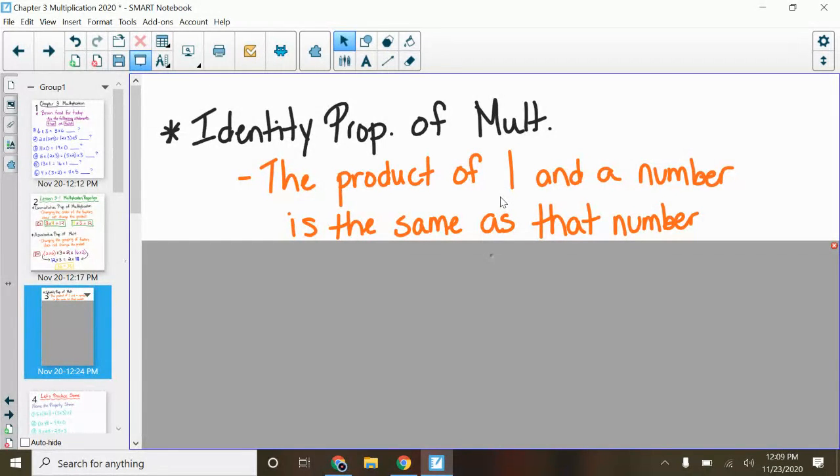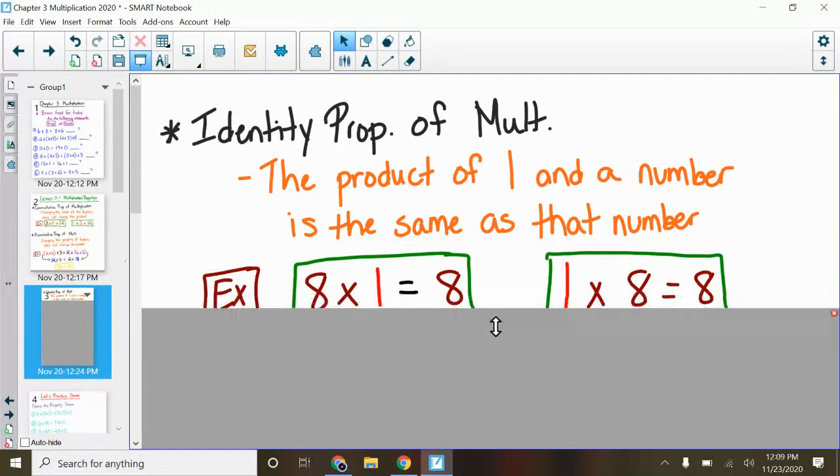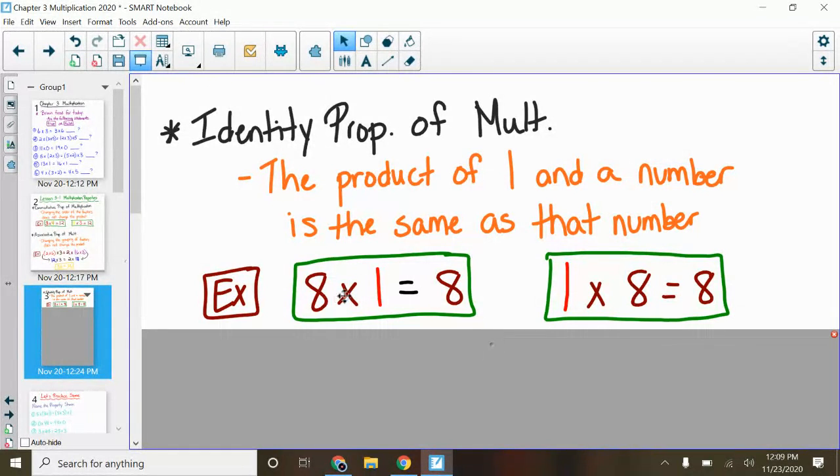So in this example, we see that anytime I multiply a number by 1, I'm always going to get that other number. So an example would be something like this. I'm going to have 8 times 1, which gives me 8. But if I reverse those factors and do 1 times 8, I'm still going to get 8. So the product of 1 is always going to be that other number, okay? And there was an identity property also in addition, but this one's for multiplication because we're playing with chapter 3, which is all about multiplication.